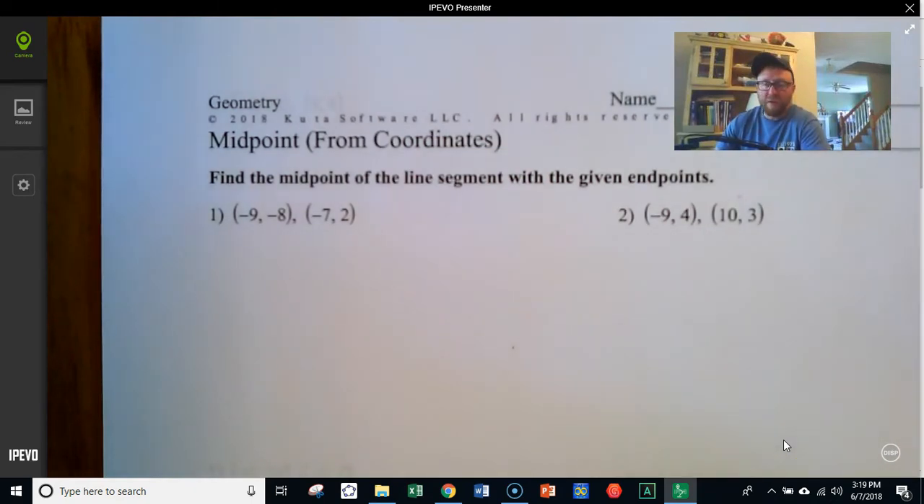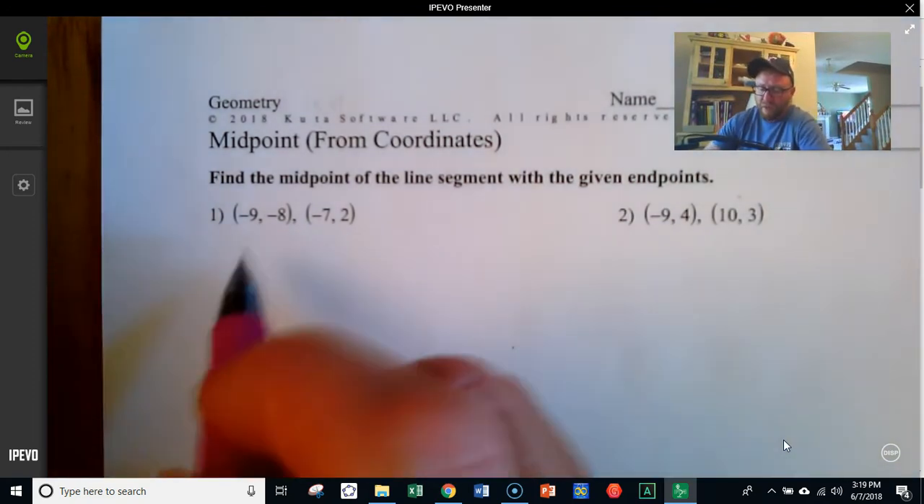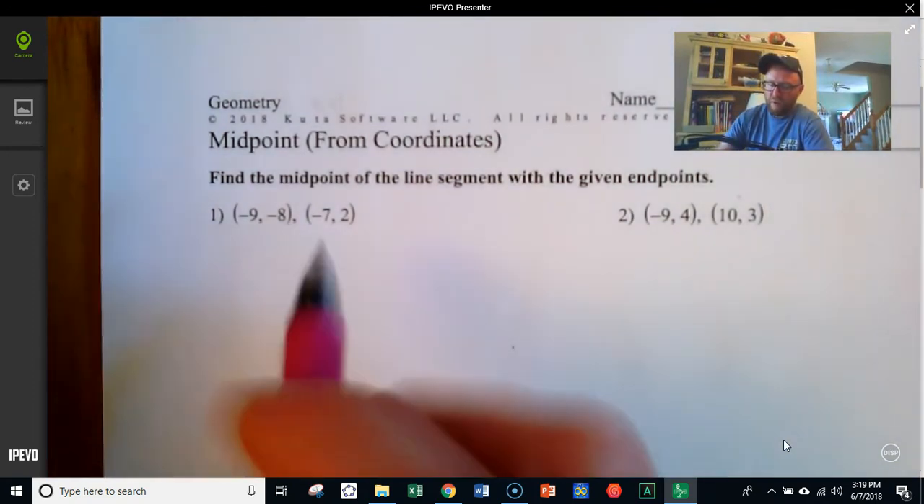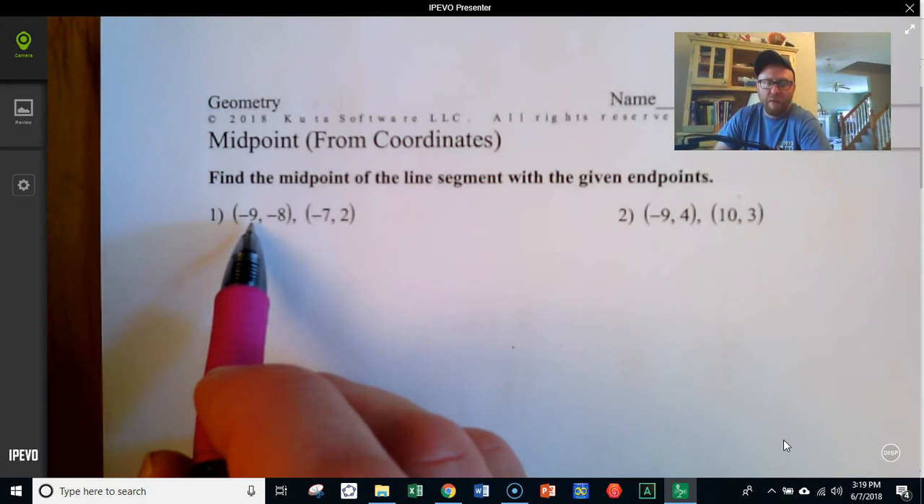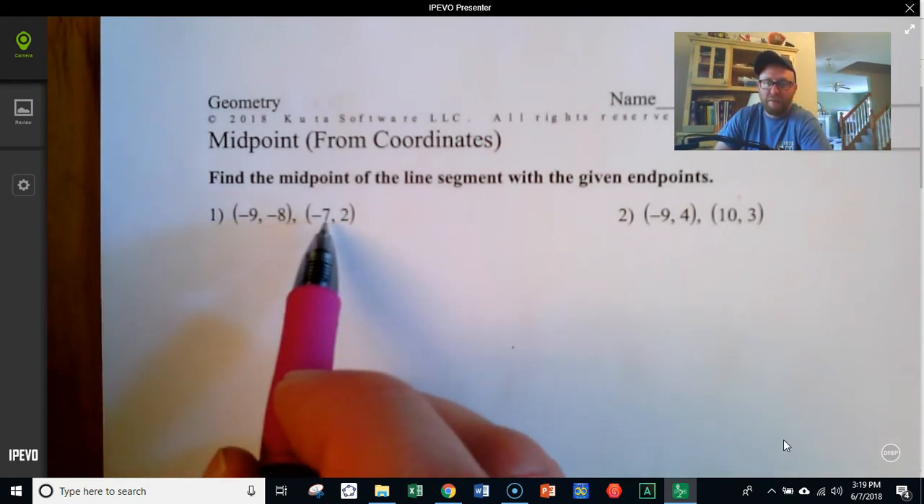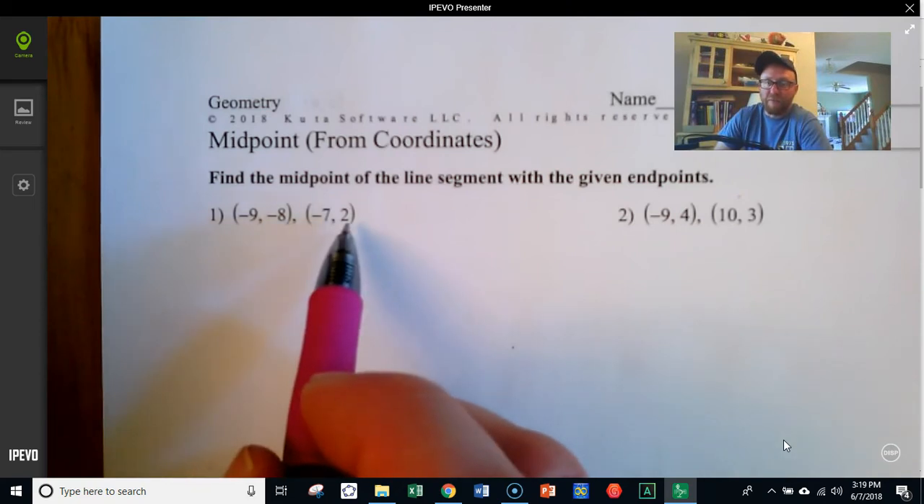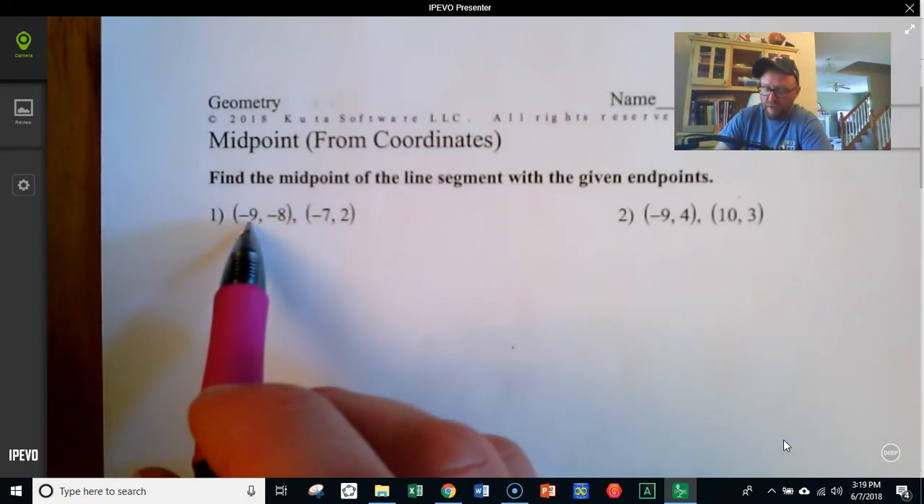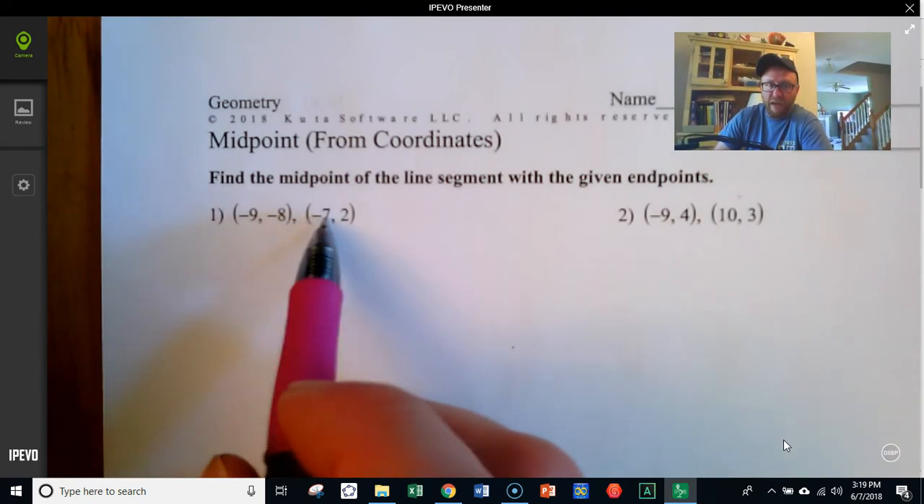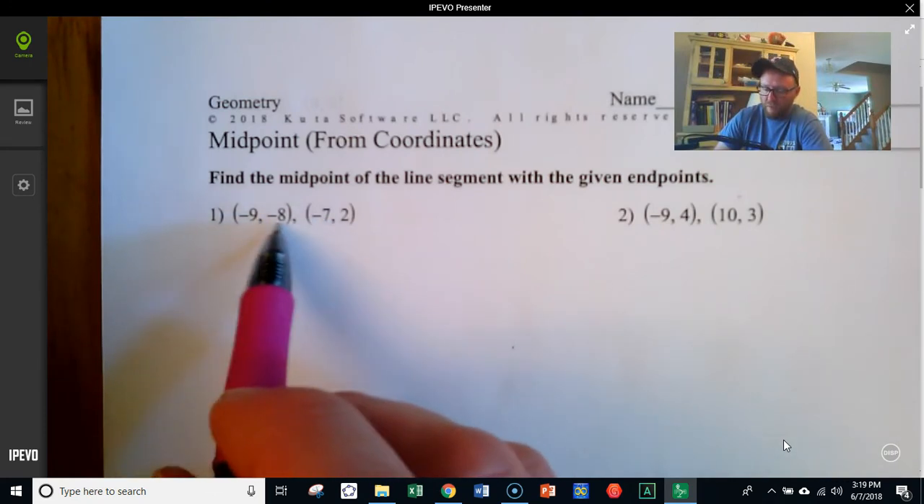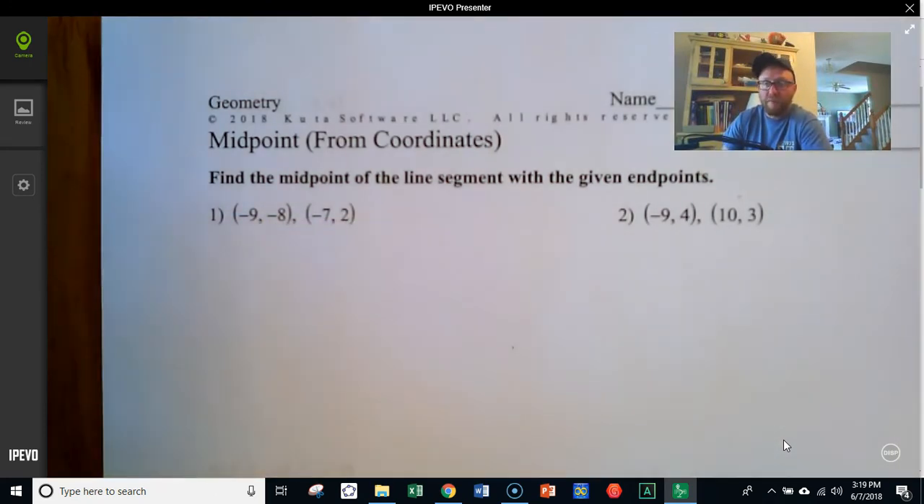Alright, so next we're finding more midpoints, but this time no graphs, just coordinates. And actually I think this is almost easier than working with the graph. If I want to find halfway over and halfway up, I have to find a number that's halfway between -9 and -7, and a number that's halfway between -8 and +2. The number halfway over will be the x-coordinate, and from -8 to 2, I'll find the y-coordinate by finding the halfway point there.